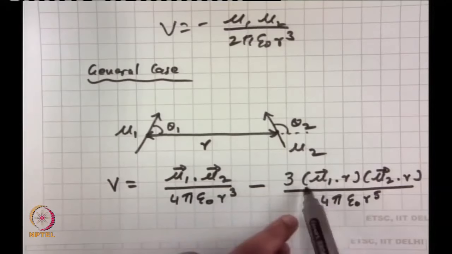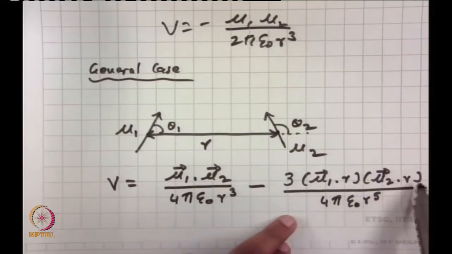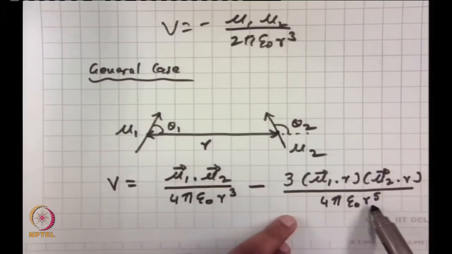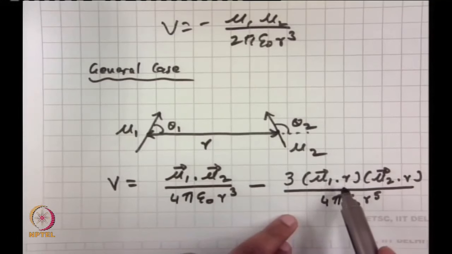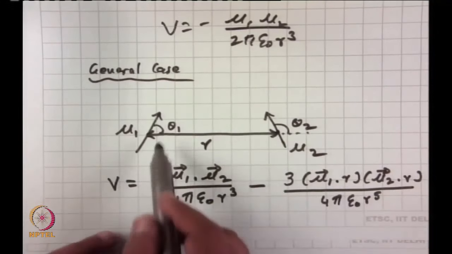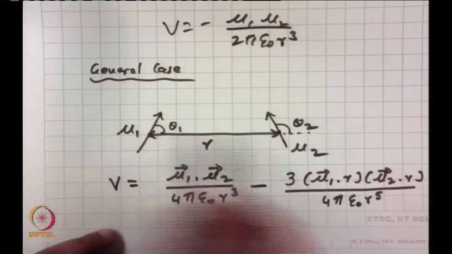Again, keep in mind the term on the right hand side, you can see you have mu 1 dot r, mu 2 dot r, and you have r to the power 5 term at the bottom. Okay. These are essentially your dot products of the dipole moments with respect to the radius vector r, which is the distance in between mu 1 and mu 2.